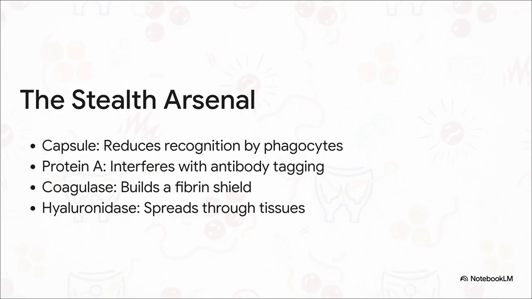First up, it has a physical capsule that literally reduces its recognition by phagocytes. Then you have protein A, which totally scrambles the antibody tagging. And hey, remember that fibrin clot from the lab test? Inside the udder, S. aureus uses that exact same coagulase to build a literal shield of fibrin around itself, hiding from the immune cells. Finally, it unleashes enzymes like hyaluronidase to break down and carve a path right through host connective tissues.